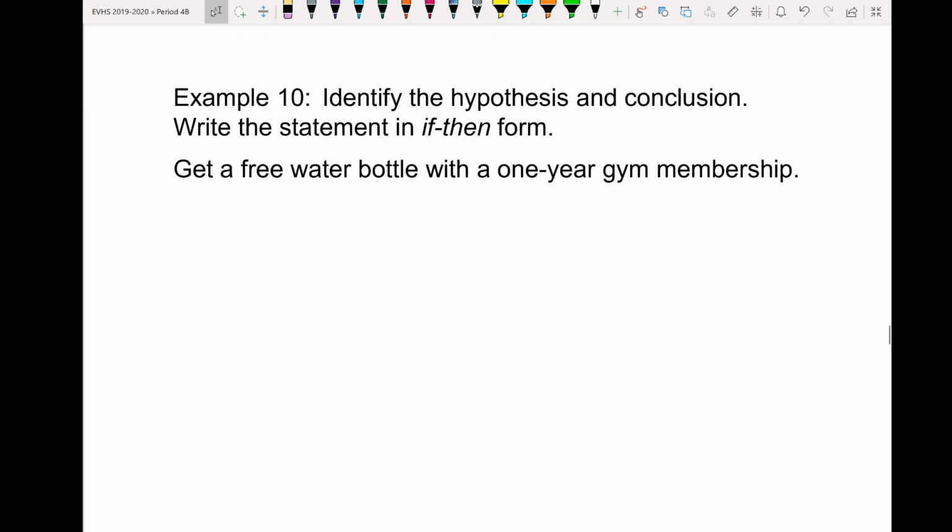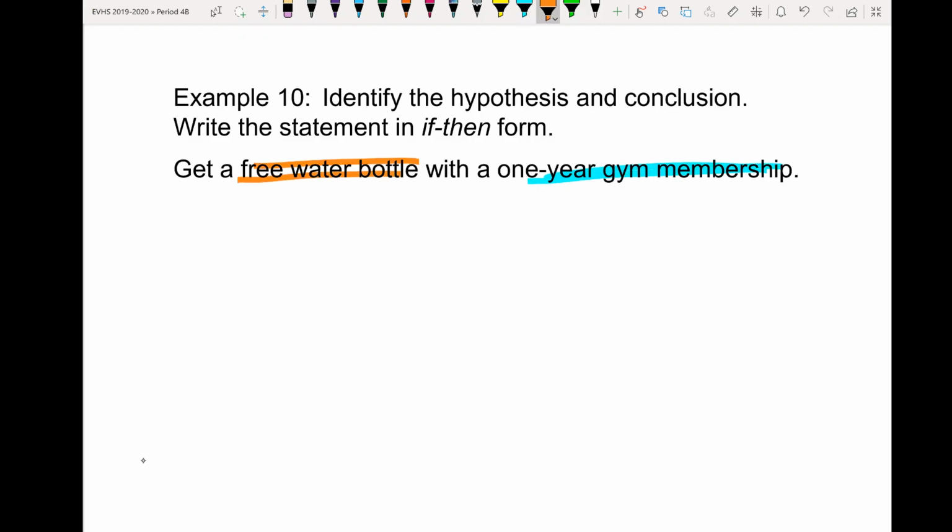All right. Now, when we're doing examples, trying to create a hypothesis and conclusion and write an if-then form, anytime we have a real world type scenario that's not mathematical, sometimes you've got to do some wordsmithing to make this whole thing work out. So just do the best you can with fitting these together. Get a free water bottle with a 1-year gym membership. First off, what's the hypothesis and what's the conclusion? Hypothesis is that you'll join the 1-year gym membership. Okay, the hypothesis is the gym membership.